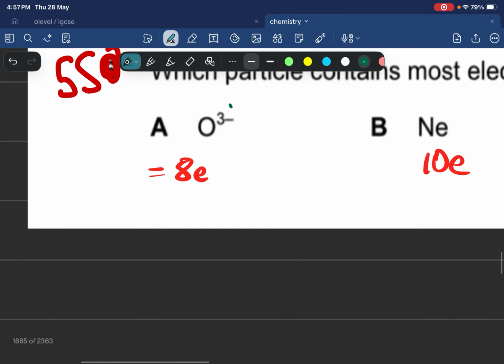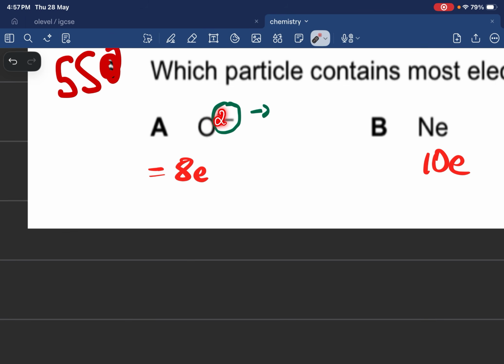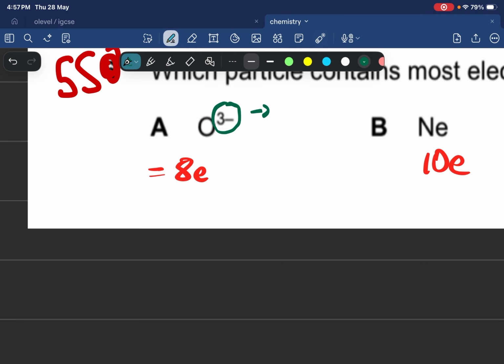For oxygen 3 negative ion, it's not the conventional oxygen 2 negative. Now, why do they do things like this? They do it to confuse you. So you think it's oxygen, oh, it's going to be 2 negative. No, it's not what you think it is. You have to read it.